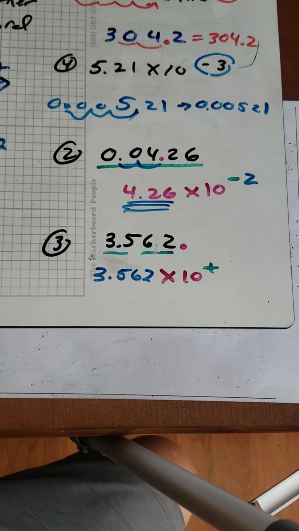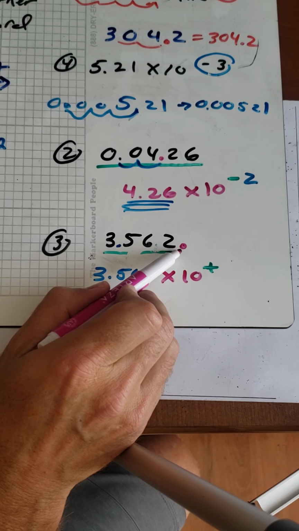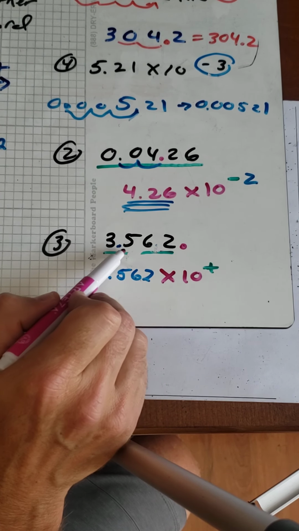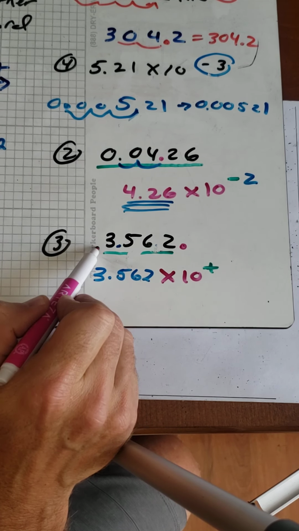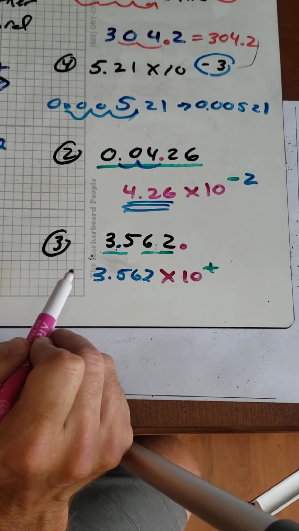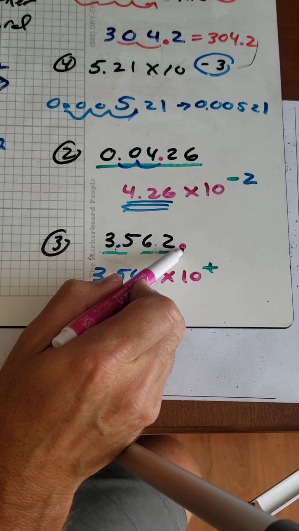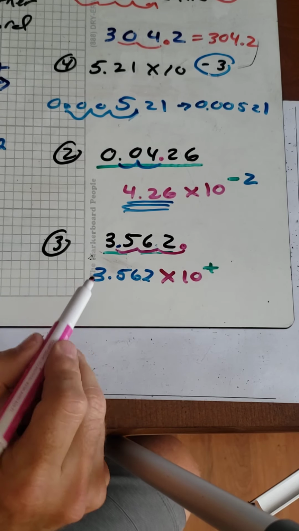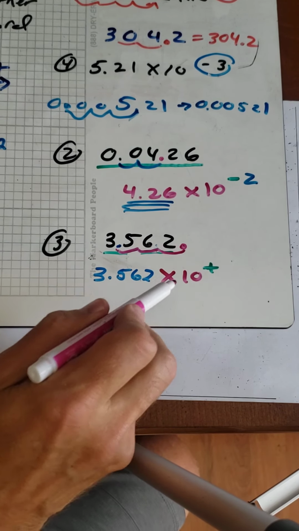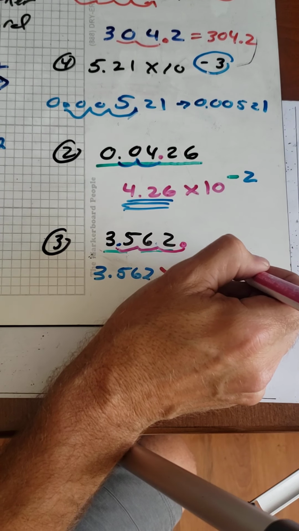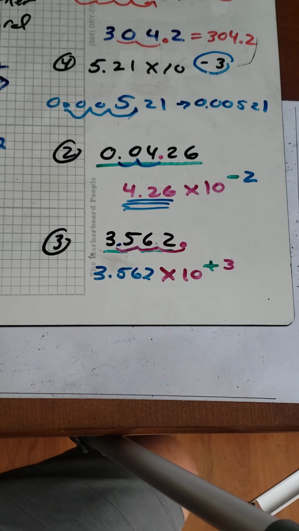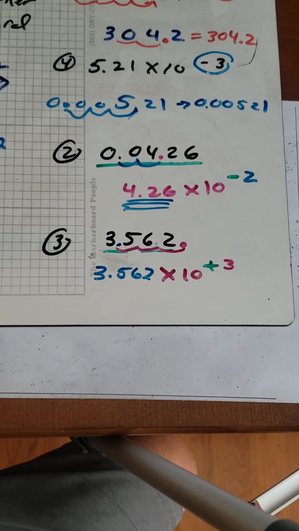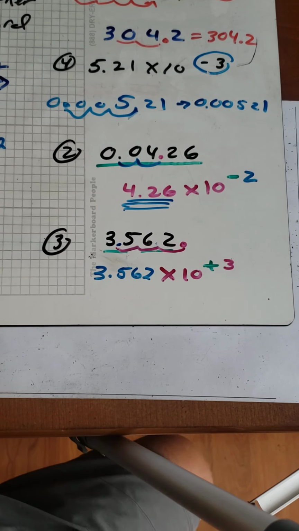Now, if they don't know the decimal point goes there, then they're going to screw this up. They're going to go, oh, I moved it 1 time to right there. Of course, that's not right because the decimal point's over here. So I moved it 1, 2, 3 times. So my answer is going to be 3.562 times 10 to the positive third. And I never talked about moving it left and never talked about moving it right. Okay? Okay, so that's the whole notes, right?